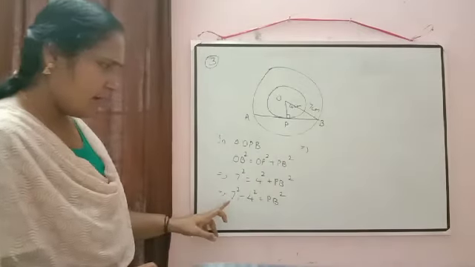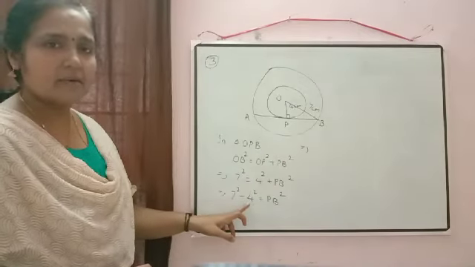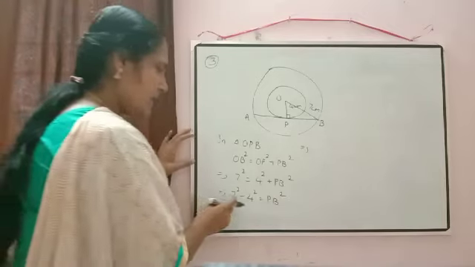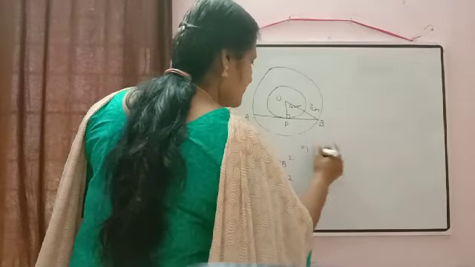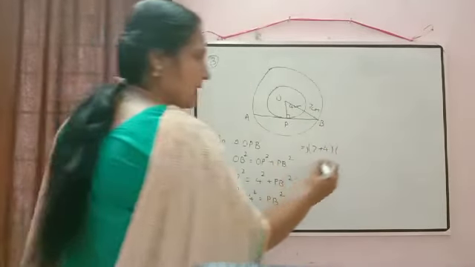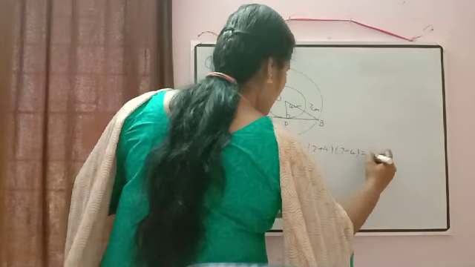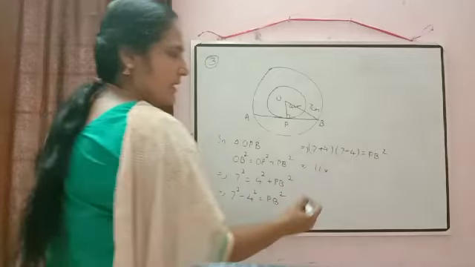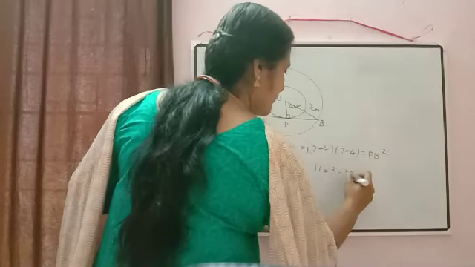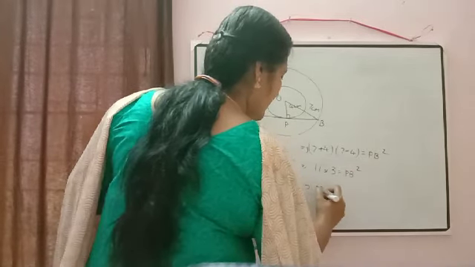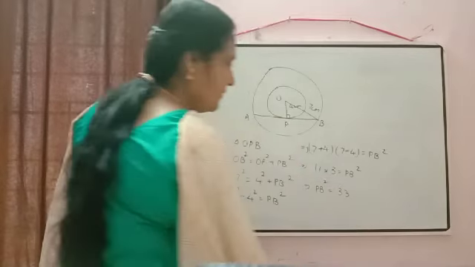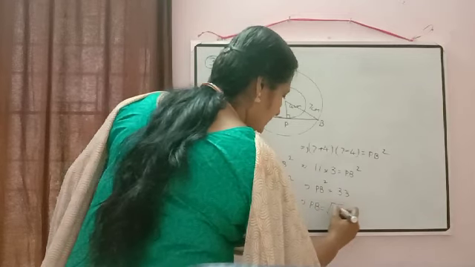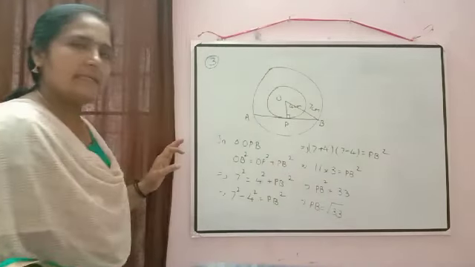It is in the form of a square minus b square. So a plus b into a minus b we can write. So a plus b means 7 plus 4, into a minus b, 7 minus 4, is equal to PB square. 7 plus 4 is 11, 7 minus 4 is 3, so we are getting PB square is equal to 33. Then PB will be equal to square root of 33.